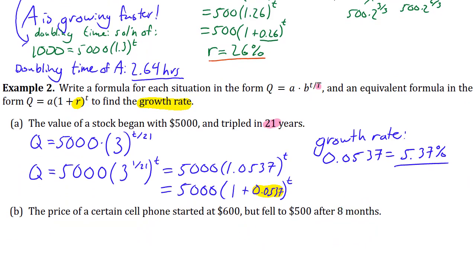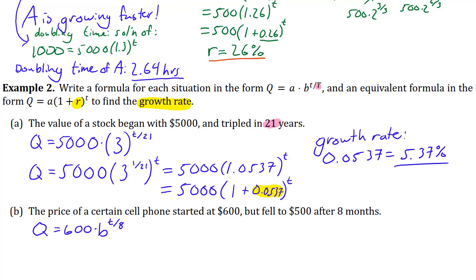All right. Now we have the price of a certain cell phone started at $600, but fell to $500 after 8 months. Okay, so we know it's going to be Q equals 600 times B. I don't know what the B is yet. We're going to have to figure that out. But B is whatever you multiply by to make it go from 600 to 500 every 8 months. And it's saying every 8 months, so this is going to be T over 8.